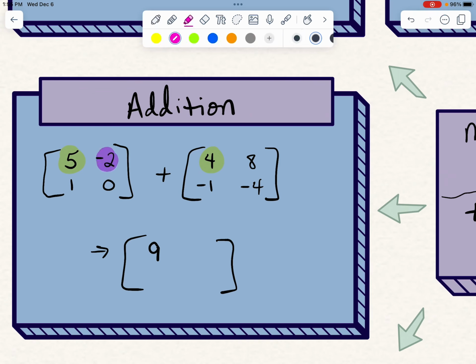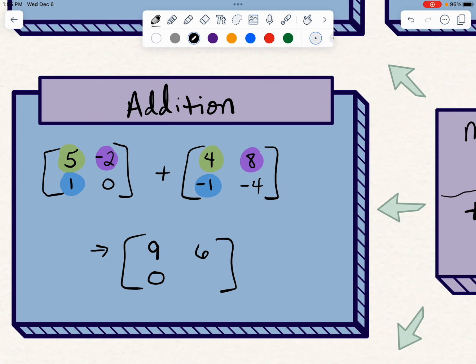We're going to move on to row 1, column 2. We have -2 plus 8, which is going to give us a +6. Then row 2, column 1: 1 plus a -1 is going to give us a 0. And in the last space, 0 plus -4 is going to give us a negative 4. So this is the resulting matrix from the matrix addition.